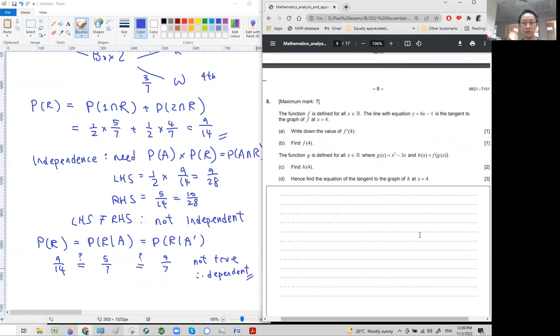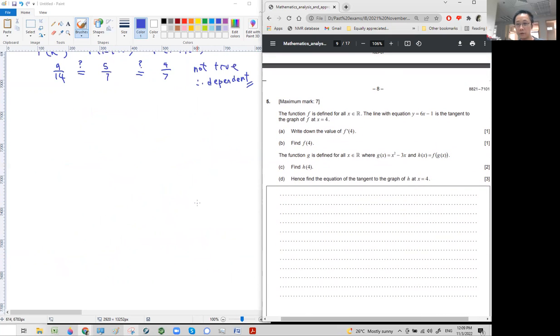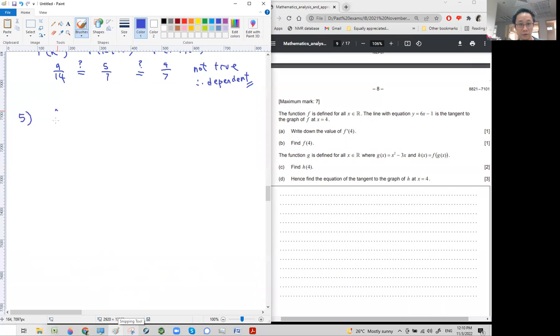Moving on, question 5 is about some calculus work without the full function information being given. The function is defined and a line with the equation y equals 6x minus 1 is given to be the tangent at x equal to 4. So for part A, you have to recognize that the gradient of the tangent would correspond to the derivative of the original graph at that point. So therefore, the derivative value should simply be the gradient of the tangent, which is 6.